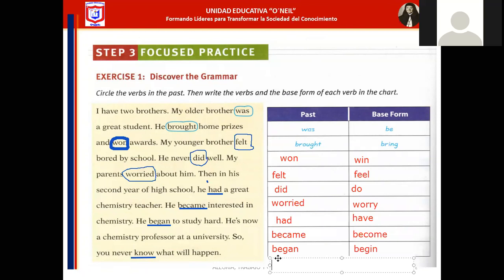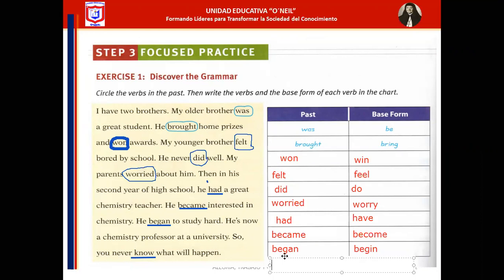Y aquí, en este caso, yo también señalé "no", pero al parecer ya no hay otra columna. Pero "no" no está en base form, tal vez por eso no lo han considerado aquí. Pero yo lo voy a poner. Ok, miren, está en base form, pero no está el pasado. And what is the past of know? Knew, pero con la E. Very good. Knew, ok, knew. This is the past tense of know, knew.